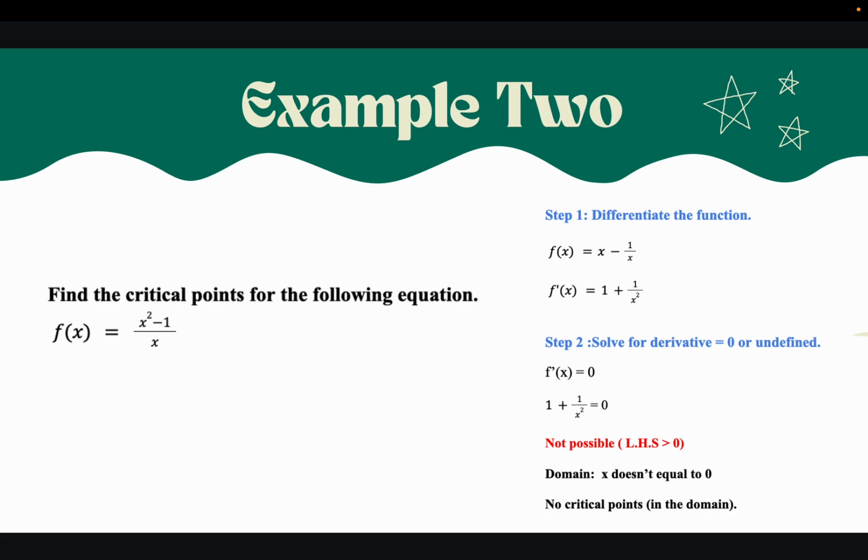After differentiating, we get 1 plus 1 over x squared, and we try to solve for 0. 1 plus 1 over x squared equal to 0 is not possible. Why? Well, the only candidate would be x equal to 0, and that is not in the domain. So there is no critical point in this domain. This function does not have critical points.